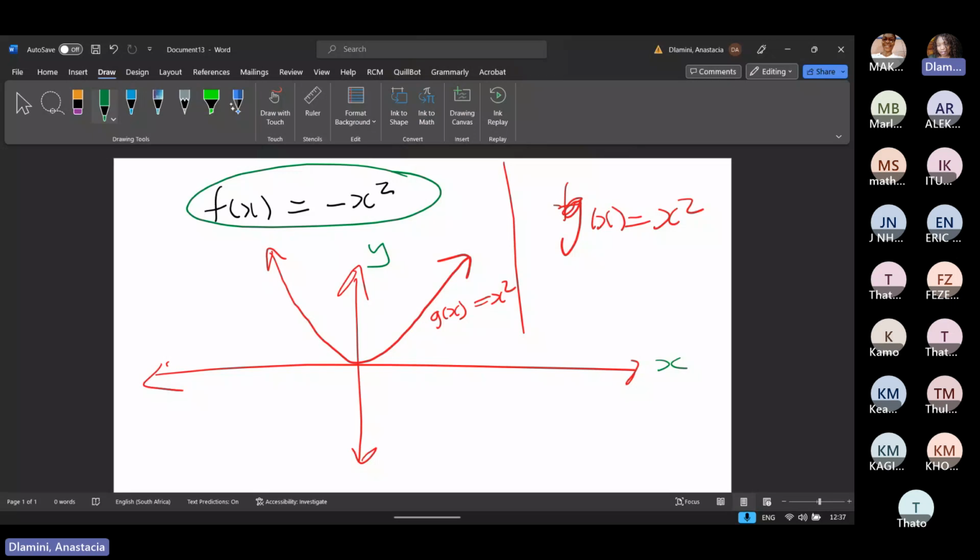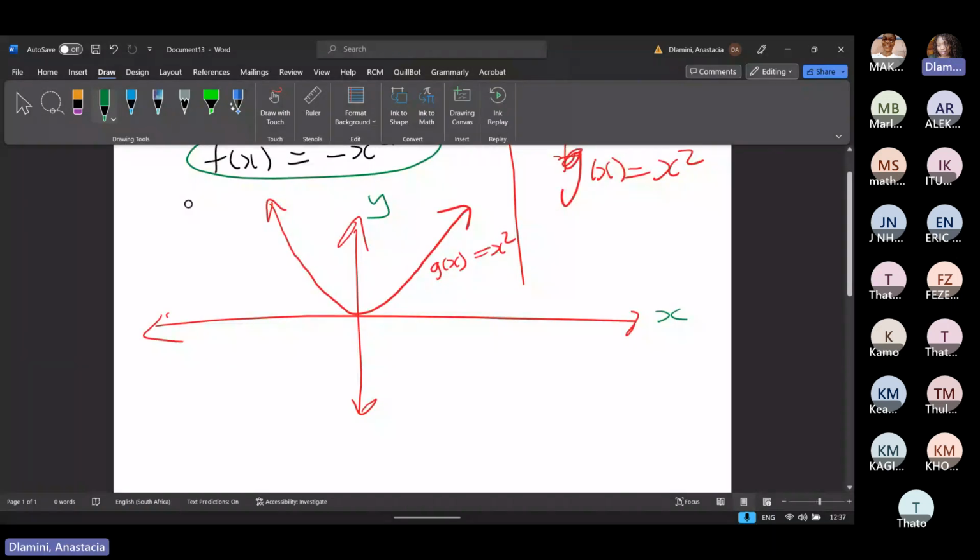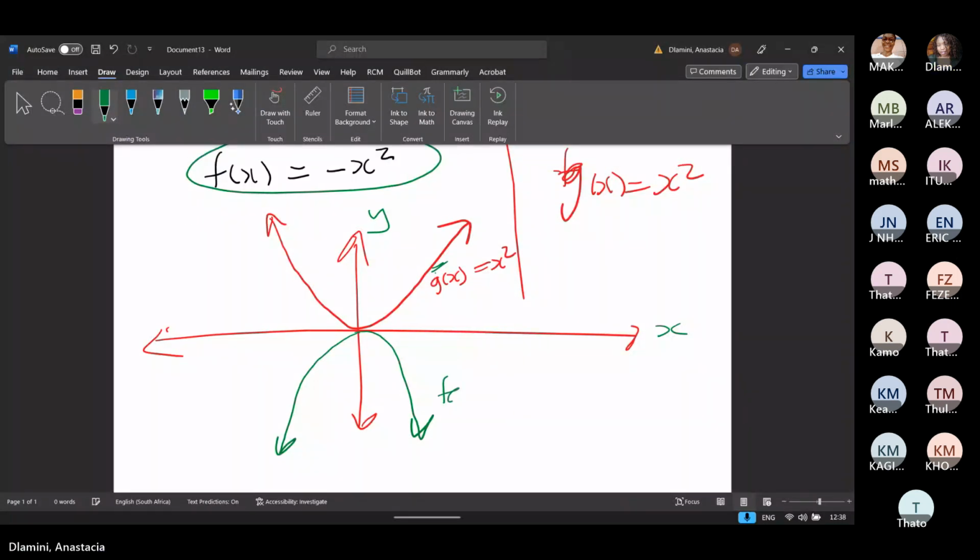So the reflection about the x-axis means that our new graph will just be a mirror image of that. Exactly this graph, but on the other side. So this will be f of x equals minus x squared. Are we sorted there? Yes, ma'am.